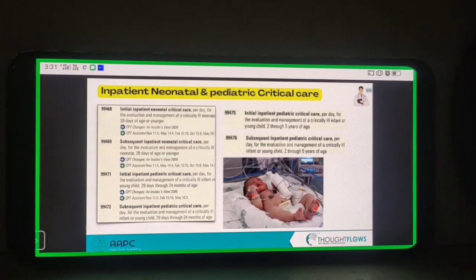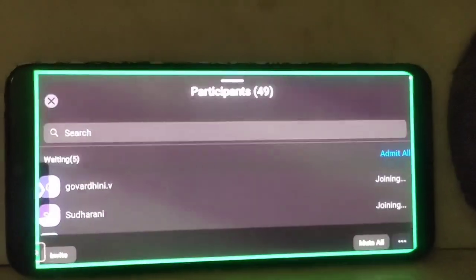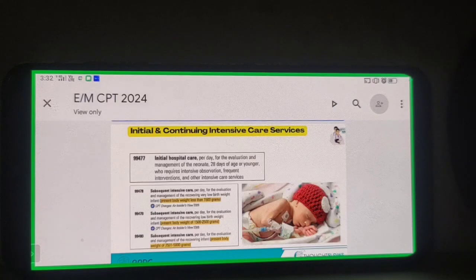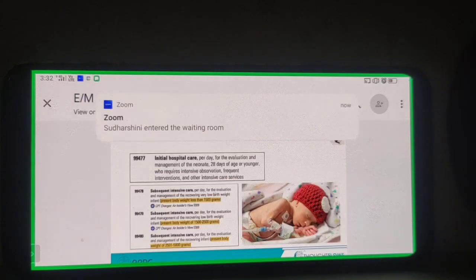After birth, if a baby is admitted into the critical care, on the day the baby is born, this is not critical care, it is intensive care. What is the difference between critical care and intensive care? NICU means neonatal intensive care unit.